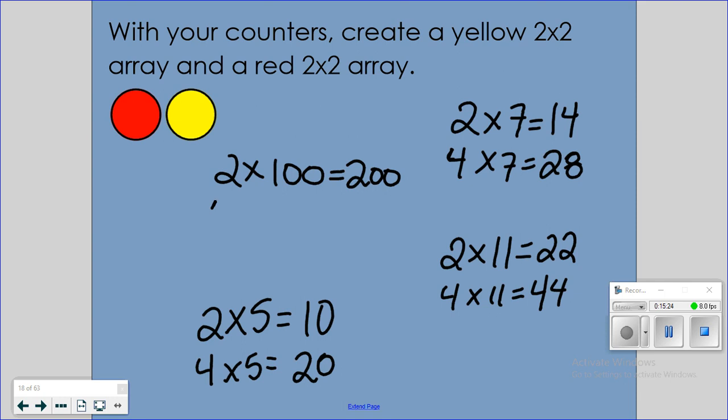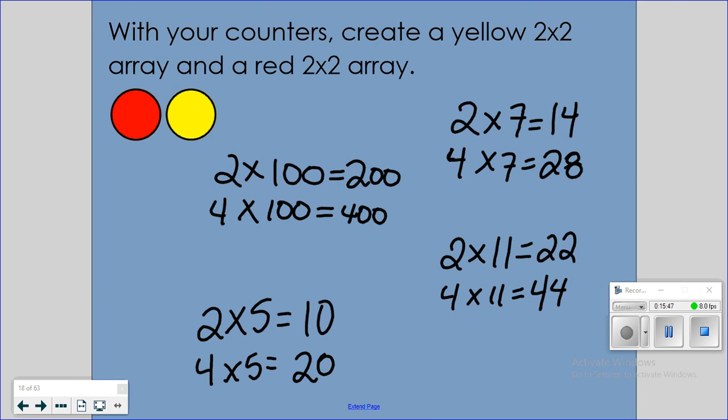What about the group of 100? 4 times 100. Oh, okay. 4 times 100. Ashlyn? 400. Whoa. We're getting some pretty high numbers. You are getting into some high numbers.